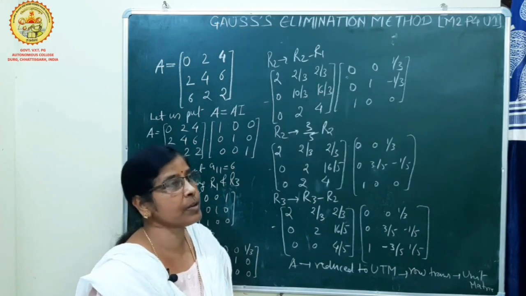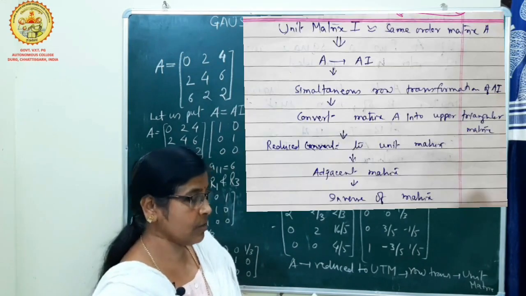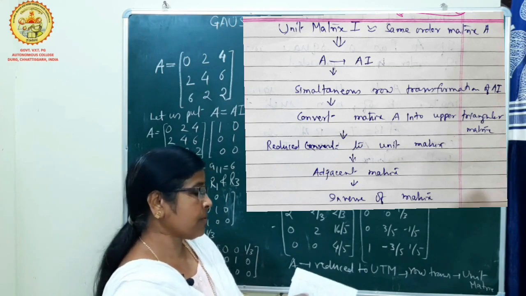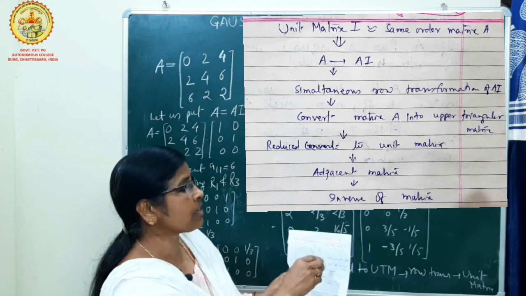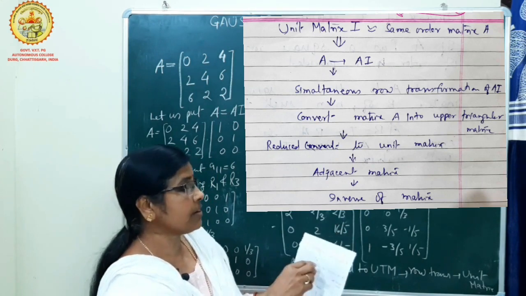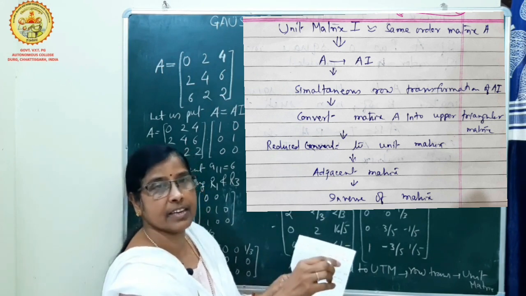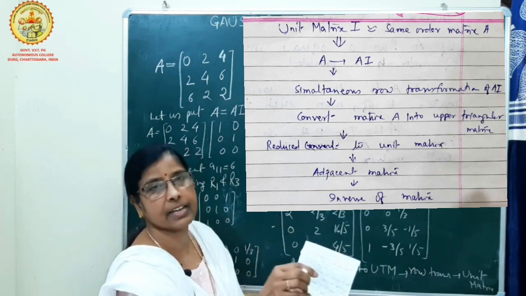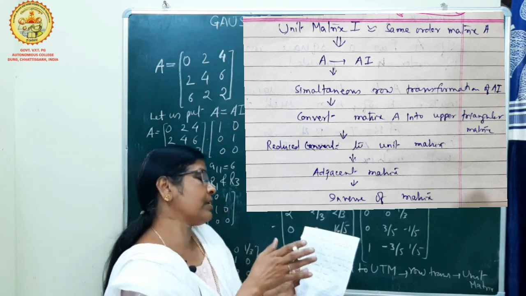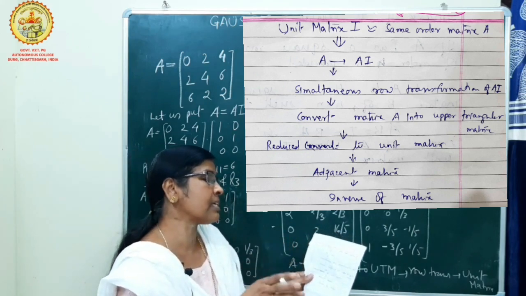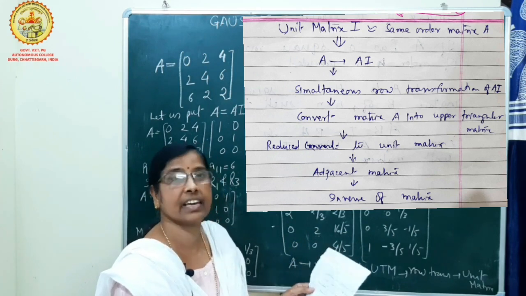Now we show a flow chart for finding the inverse of a matrix. First, we take the unit matrix I, which is of the same order as matrix A. Secondly, we take A as A augmented with I, where A is the given matrix and I is the unit matrix. Next step is we calculate simultaneous row transformation of AI.